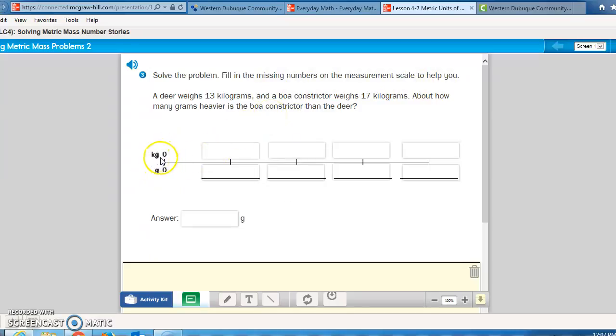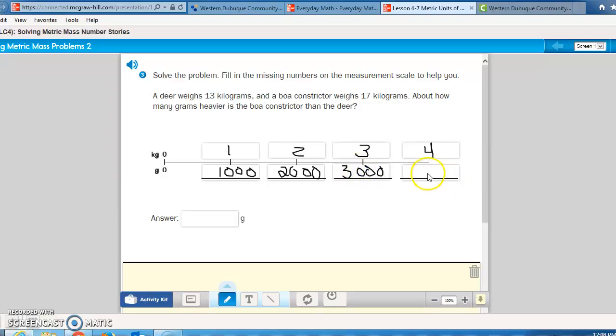So again, if I have 0 grams, my next number would be 1. My next number would be 2. Again, 3 and 4. And if I'm multiplying it by 1,000, 1 would be equivalent to 1,000 grams. 2 equivalent to 2,000. 3 to 3,000. 4 to 4,000. And so on.